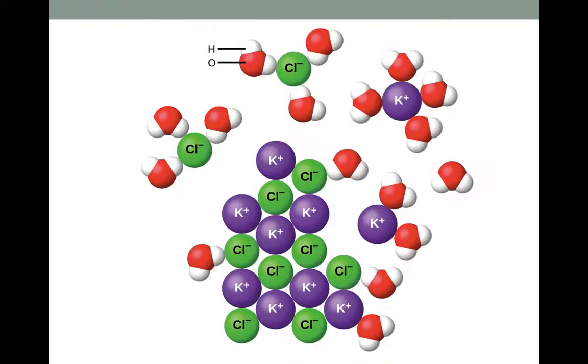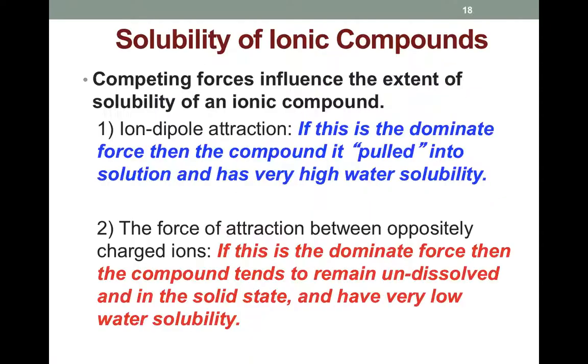So here we have a diagram. We see the hydrogens are white, the oxygens are red, the chlorines are green, and the potassiums are purple. And so the white hydrogen end of the water molecule is attracted to the negative chloride ion, and the red end of water, the oxygen, is attracted to the cation, potassium. And so those interactions help to break the interactions within the potassium chloride ionic compound.